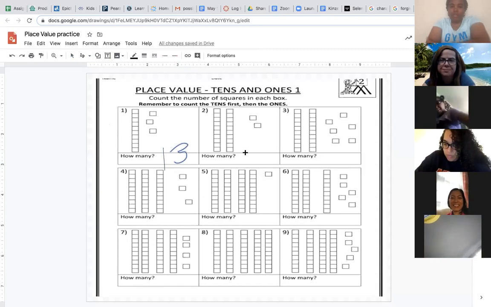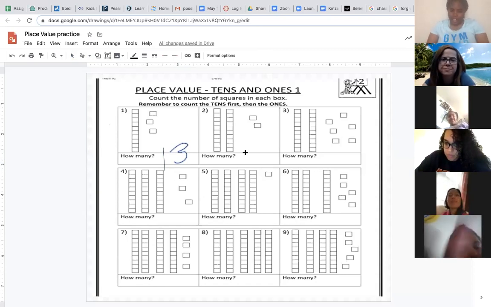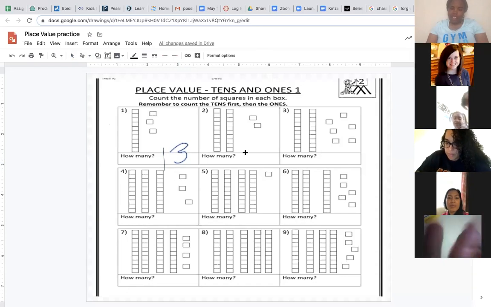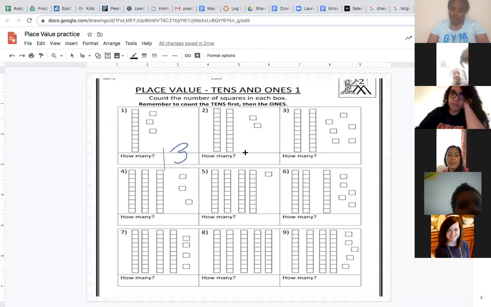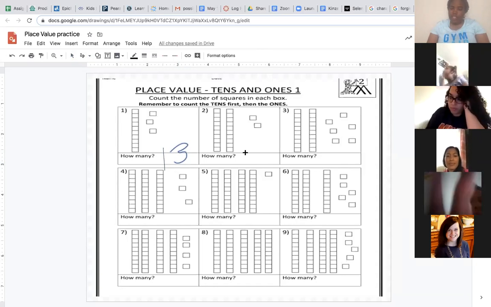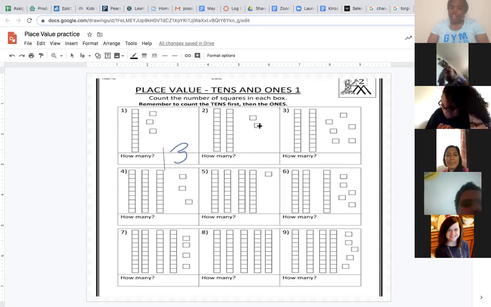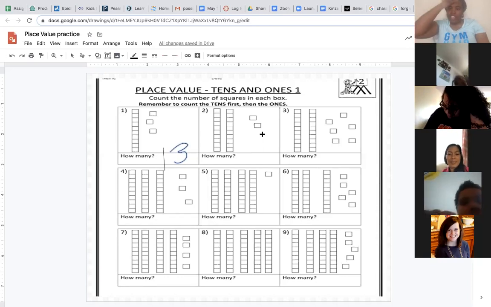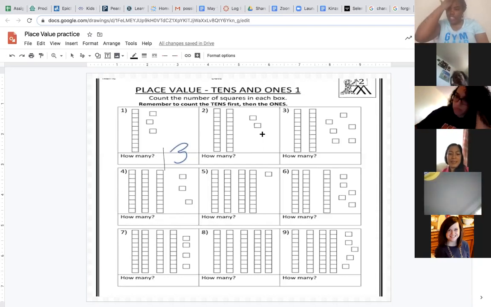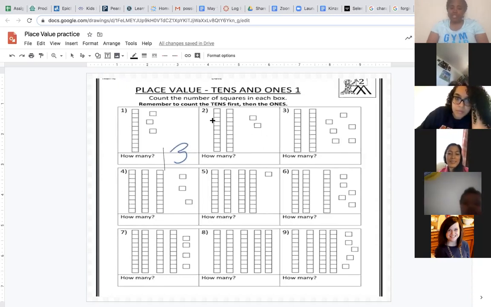Now, Genesis, can you take number 2 for me? Can you tell me what number is being represented for number 2? There's 2 10s and 2 1s. What number does that represent? 20. Yes, this is 20, and then we have 2 more. Put 20 in your head and count on. 20, 22.